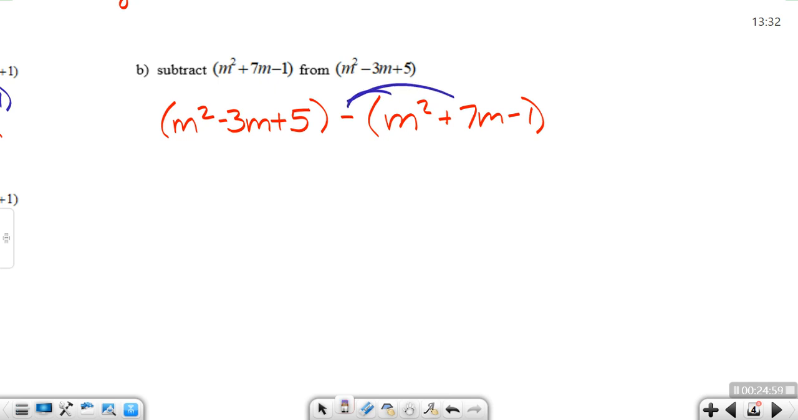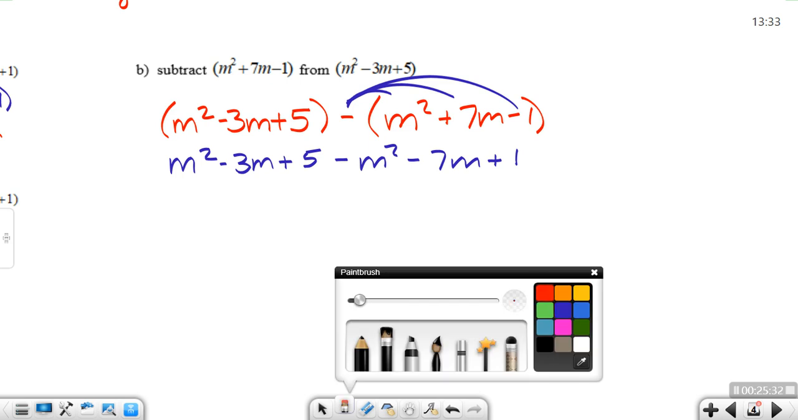So we're going to distribute. We're going to get m squared minus 3m plus 5 minus m squared minus 7m plus 1. Guys, please remember, please draw those distribution arrows in. That helps us remember that that negative has to go to all three terms in the trinomial. A lot of us just take it to the first term or the second term and we forget the terms after. If you draw those distribution arrows, that helps you remember.